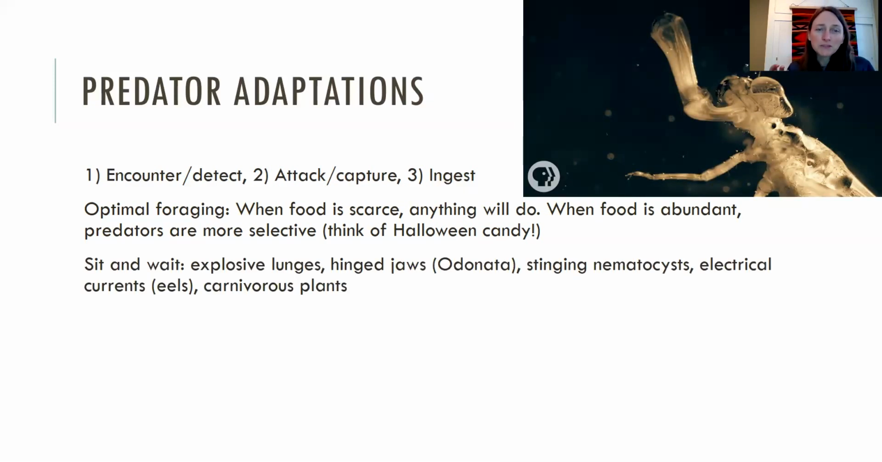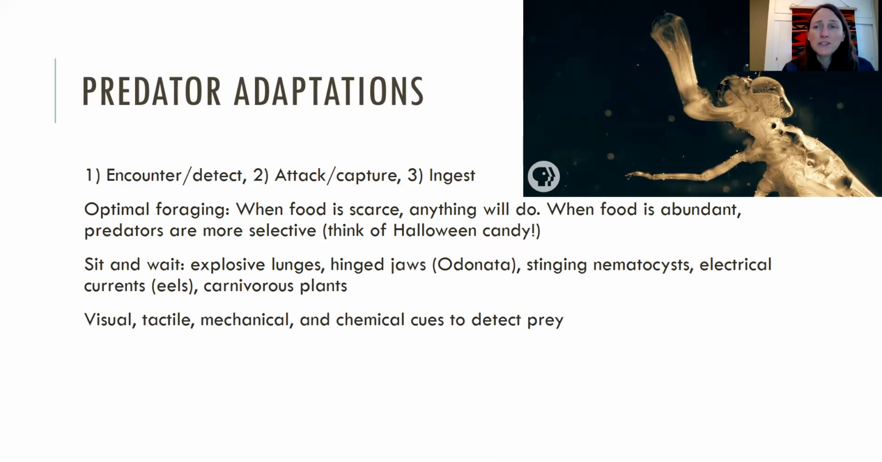All right, so there are sit and wait predators. They have explosive lunges. They have hinged jaws like this odonate in the figure up at the top. They might use stinging nematocysts or electrical currents like eels. Carnivorous plants have a variety of tactics. Some of them are more active and grasping, and some are more passive and sitting and waiting, right?